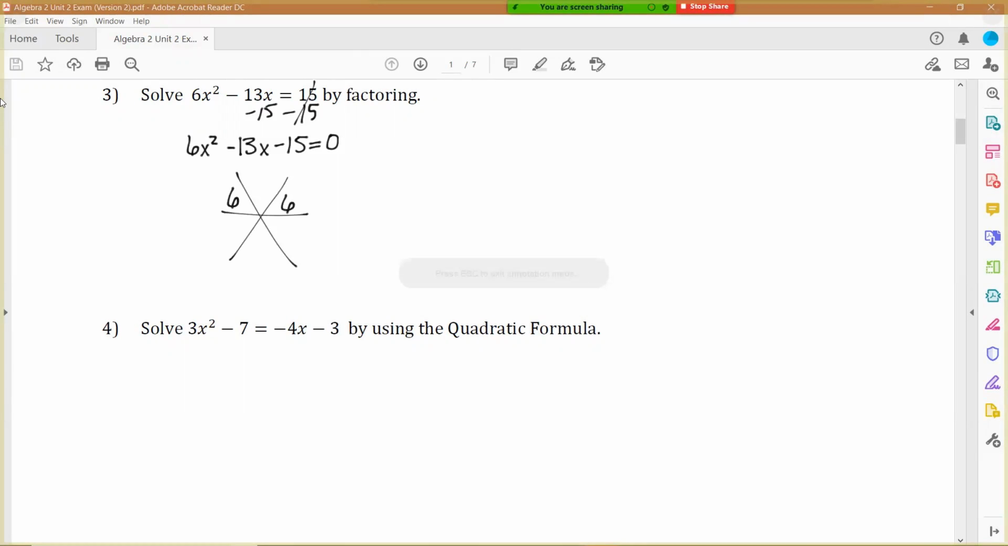We have 6 in the top left, top right, -13 in the bottom middle. Be very careful. When you fill in the top middle number, you want to multiply a times c. 6 times -15 is -90. So normally if people mess up question number 3, it's because they write -15 instead of multiplying it by the 6 to get -90. So then we're looking for two numbers that multiply to give us -90 and add to give us -13.